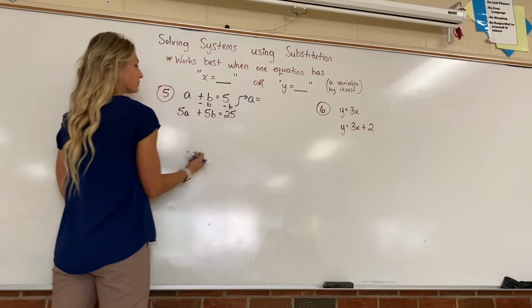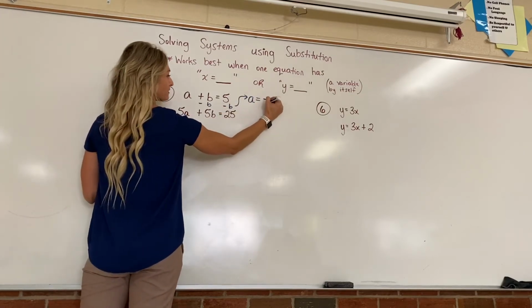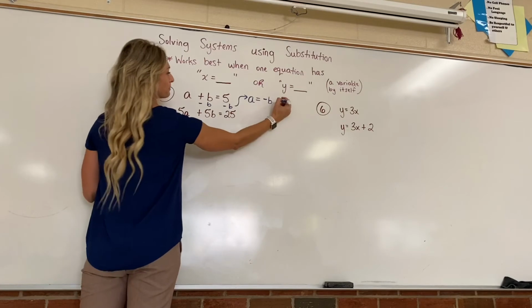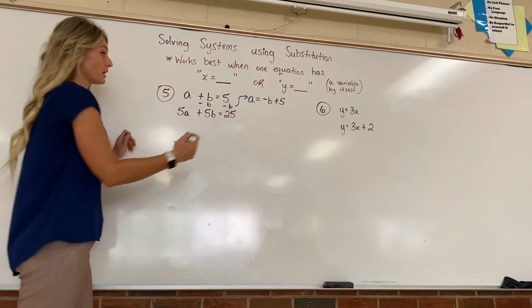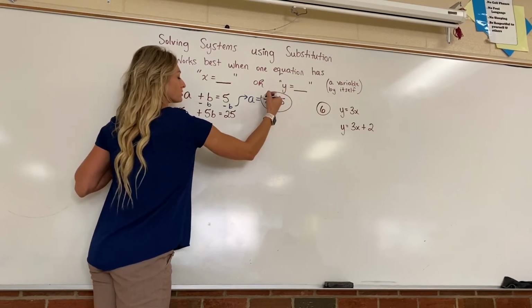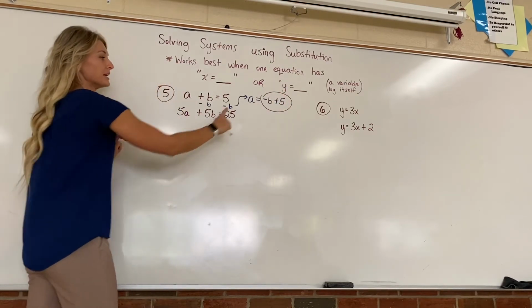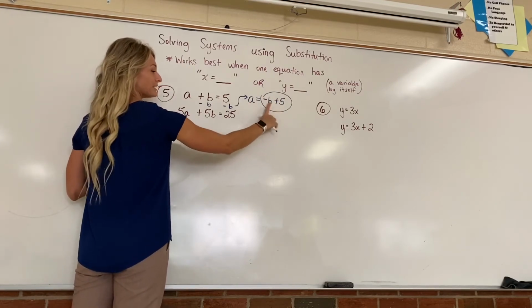So it'd be a equals. And then I would have, I'm just going to bring that -b in front. And then that's a +5. So I'm going to put +5. All right. So once you have it by itself, it's a equals all of this. So just like in all the other problems, in the other equation, you're going to plug this in for a.